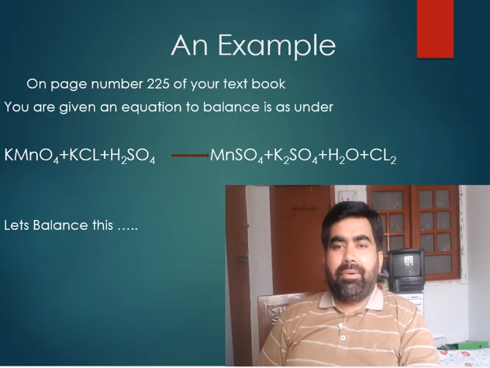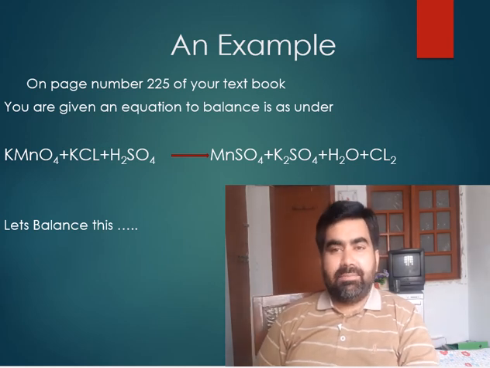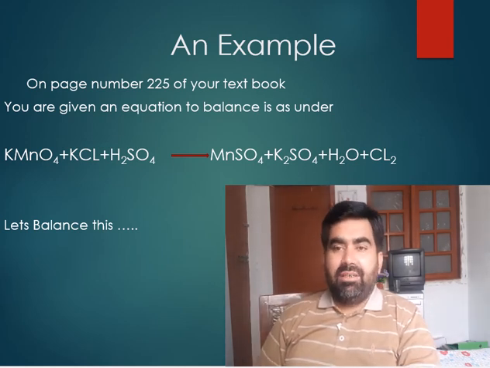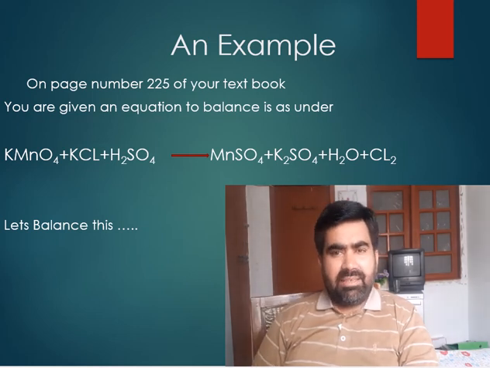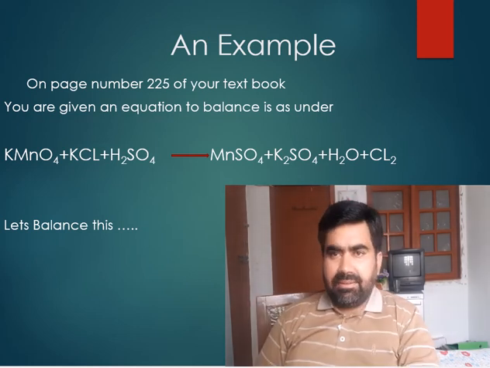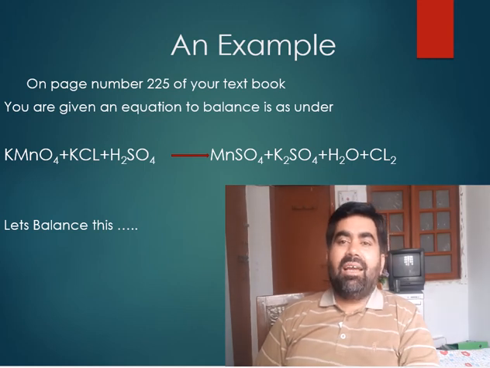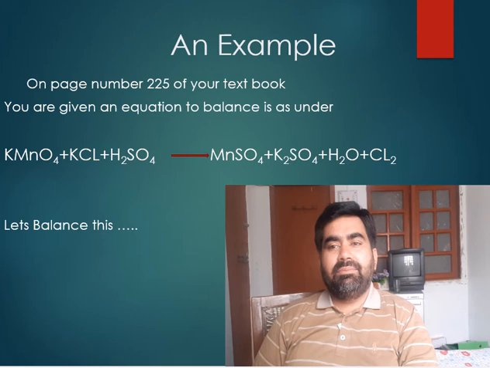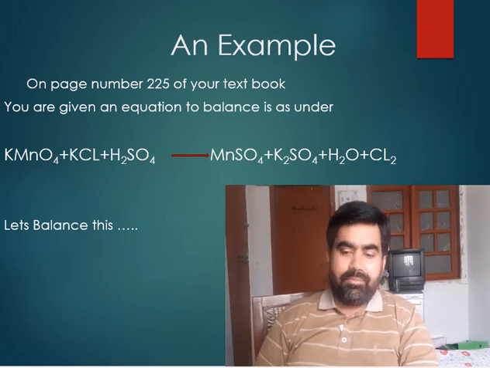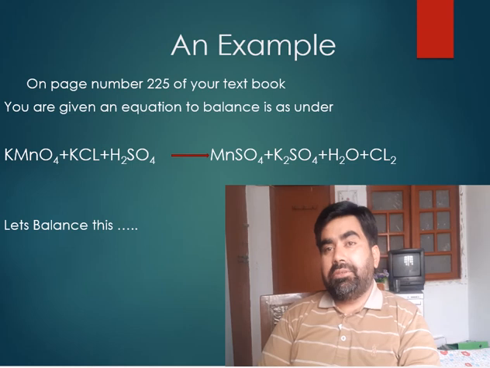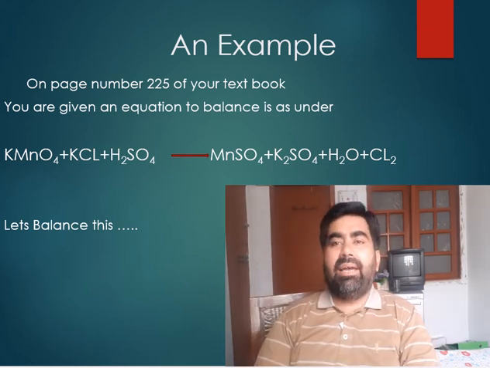Let's suppose we have an example on page number 225 of your textbook. You are given an equation to balance. We have three compounds: potassium permanganate, potassium chloride and sulfuric acid. These three compounds are reactants and they are going to produce manganese sulfate, potassium sulfate, water molecule and a chlorine gas molecule. We have to balance this equation. Actually, the representation of the chemicals in this equation is not balanced on both sides.